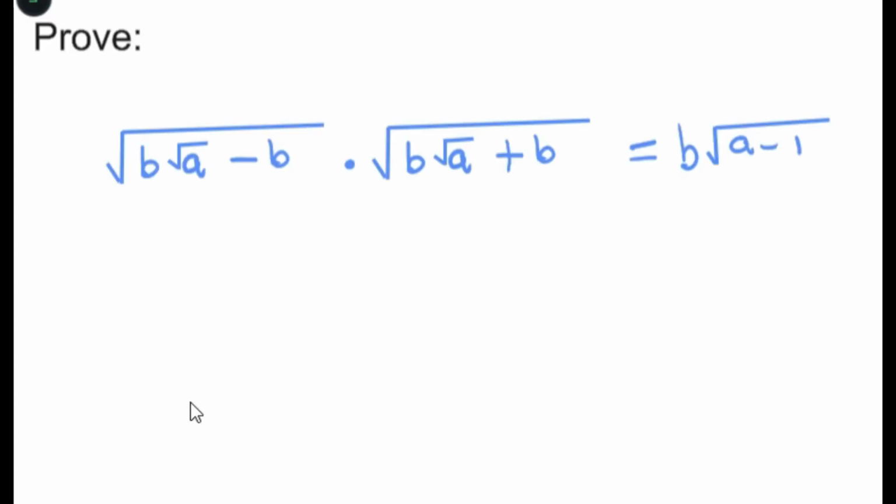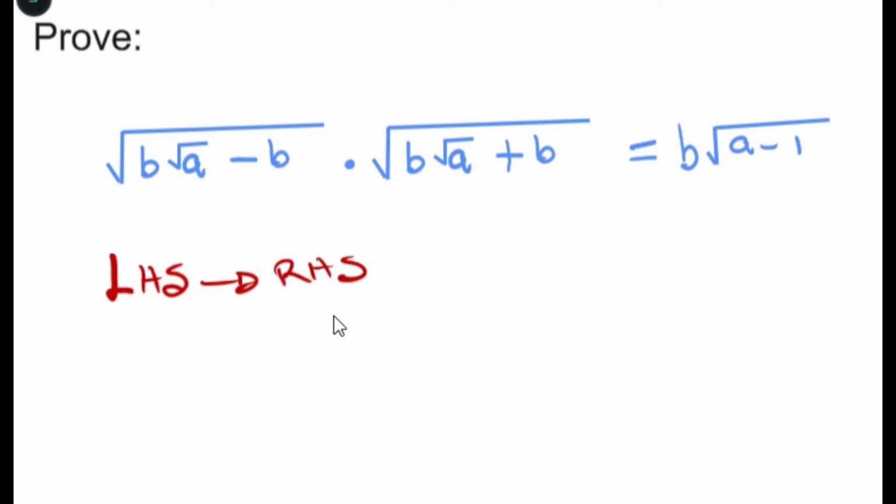Okay, so we have this question that they want us to prove. You can either prove the left-hand side is equal to the right-hand side, or you can prove vice versa, proving the right-hand side is equal to the left-hand side. But because I have the most information on my left-hand side, and it will be easier to simplify, I would recommend you prove the left-hand side is going to give you the right-hand side.